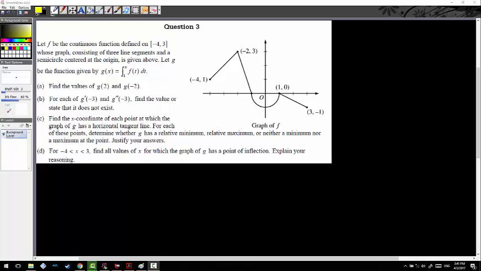Alright, we are now on the non-calculator portion of this exam. So we're looking at question 3 of the 2012 FRQ section. It says let f be the continuous function defined on -4 to 3, whose graph consisting of 3 line segments and a semicircle centered at the origin is given above. Let g be the function defined by g of x equaling all of this stuff.